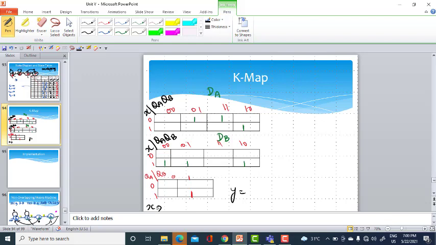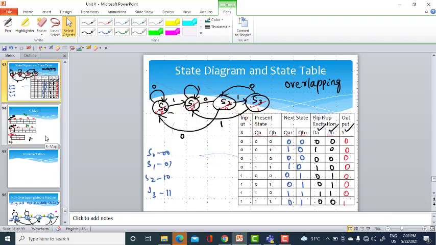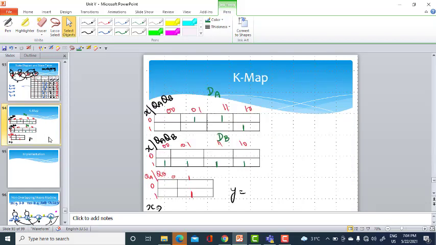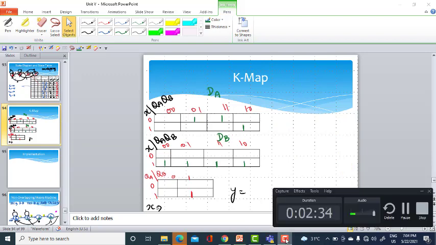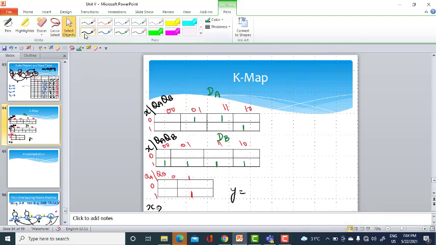I have filled up the table here, dA, dB and y, and we are designing for the overlapping model. Let us derive the expression. These 2 I can combine, and this one is separate, and all the 4 we can combine here, and this is separate. Keep in mind there is no don't care state here, because we have 4 states in the Moore model.